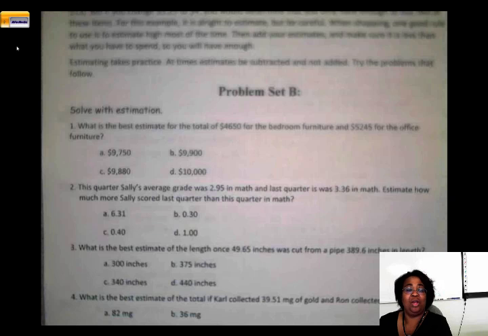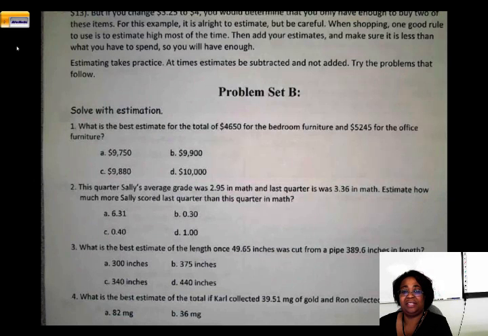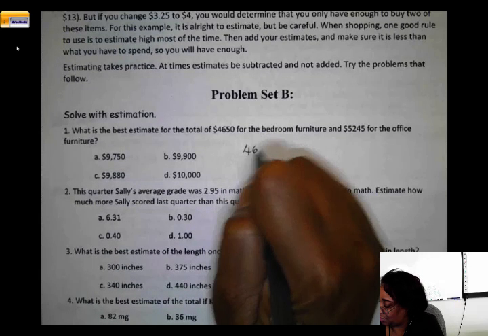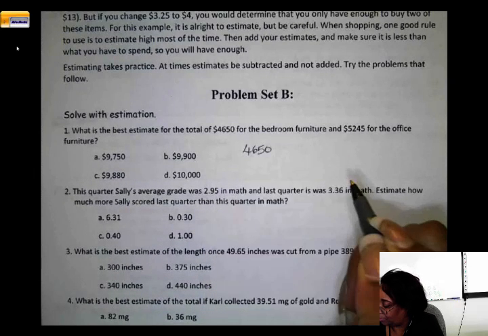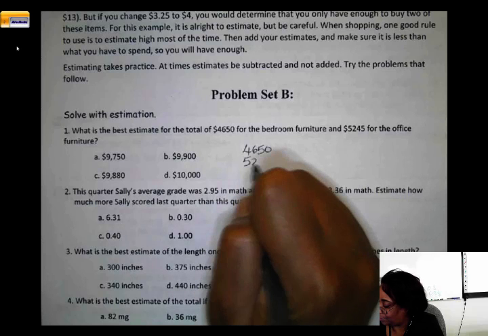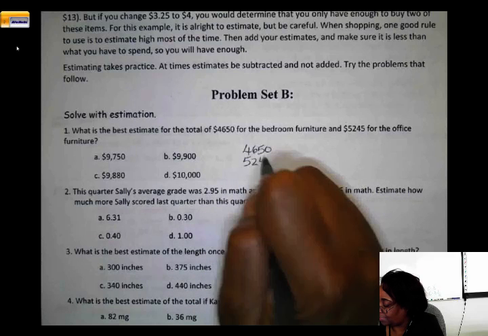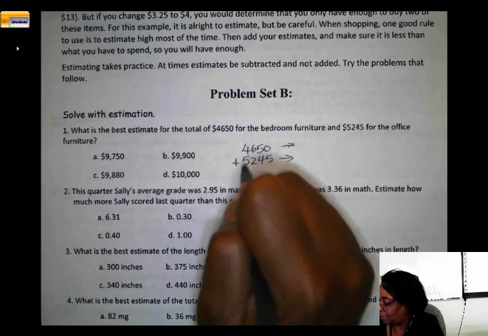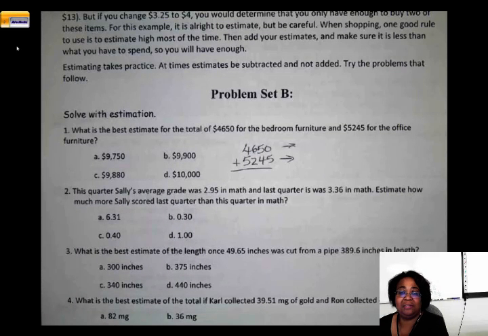So on number 1, what is the best estimate for the total? $4,650 for the bedroom furniture and $5,245 for the office furniture. Now, when we were doing addition, way back when, probably a couple weeks ago, you had some estimating problems. Estimating sums. So if you didn't do that, you might want to review that.